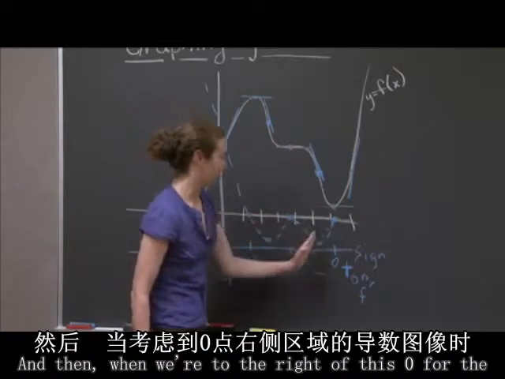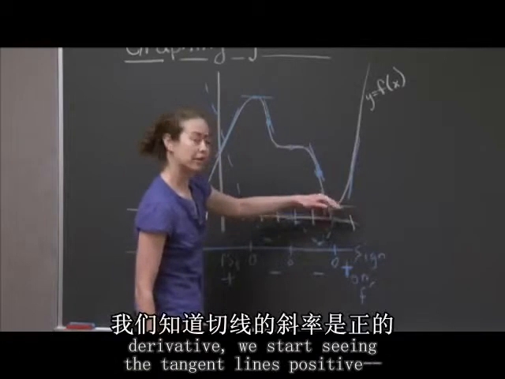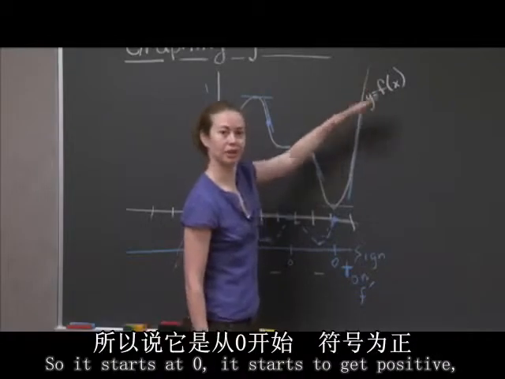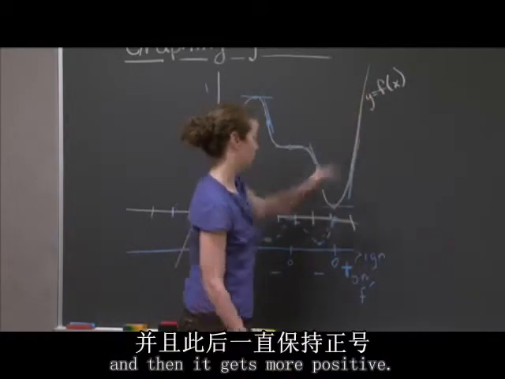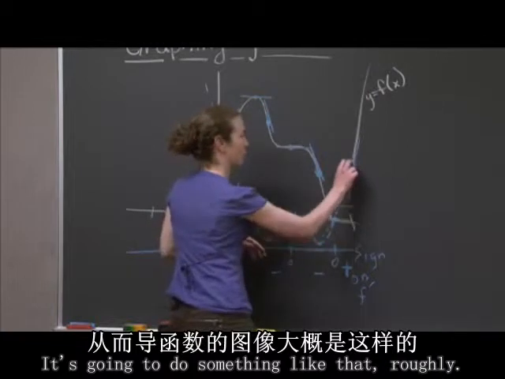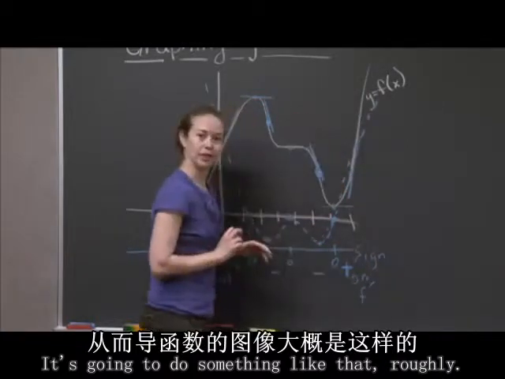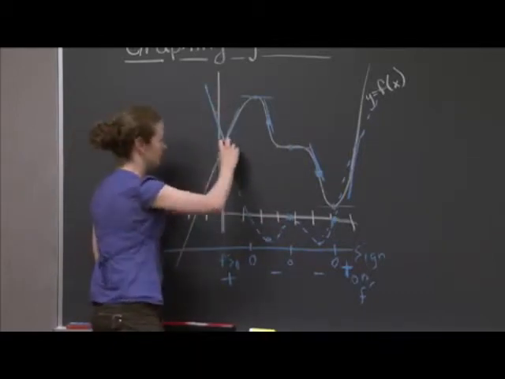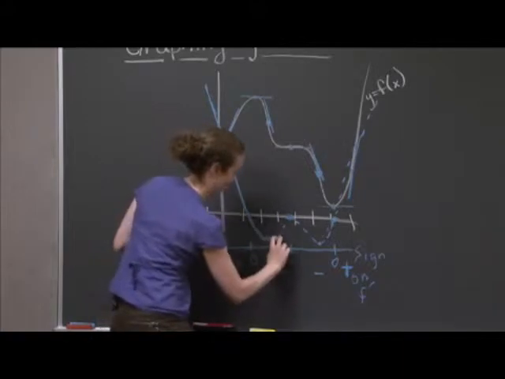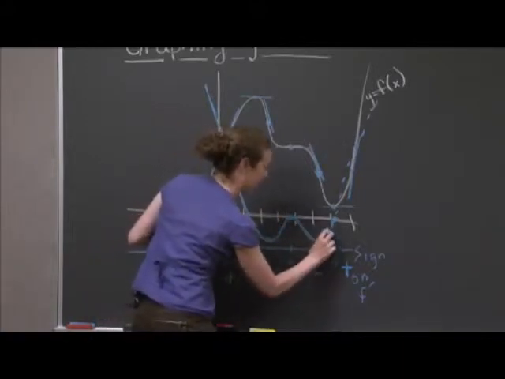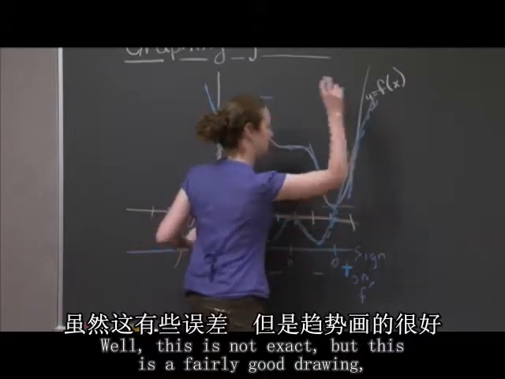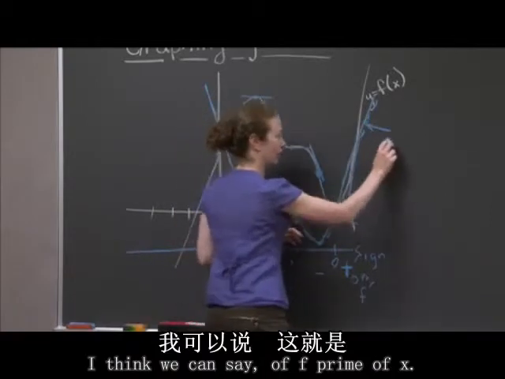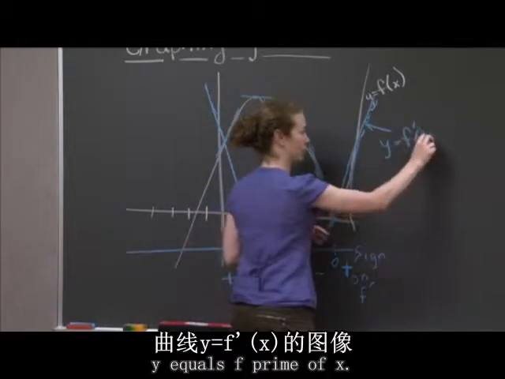And then when we're to the right of this 0 for the derivative, we start seeing the tangent lines positive. We pointed that out already, and it gets more positive. So it starts at 0, it starts to get positive, and gets more positive. So it's going to do something like that, roughly. So let me fill in the dotted line so we can see it clearly. Now this is not exact, but this is a fairly good drawing, I think we can say, of f prime of x, y equals f prime of x.